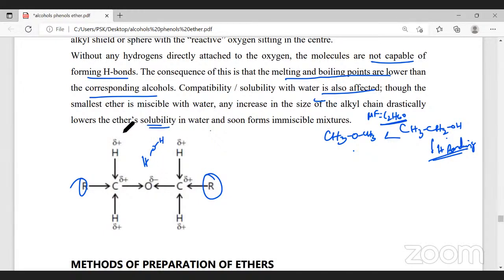Therefore, solubility also decreases. Now, if the R groups become bigger in size, this oxygen is shielded. Therefore, it will not dissolve in water. But a simple ether like dimethyl ether is soluble, because these are not very big bulky groups. So these are all soluble in water. Low molecular mass ethers are miscible in water. But as the alkyl chain, the R group size, increases, it lowers the solubility in water.